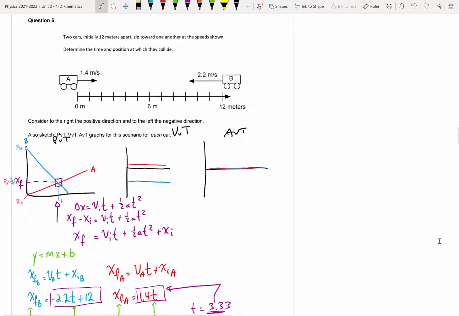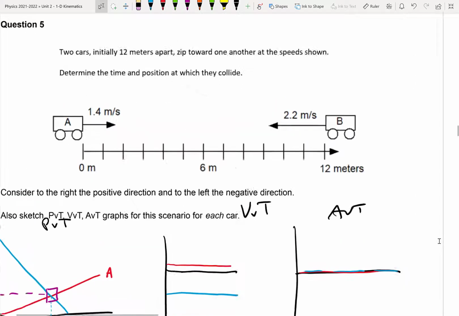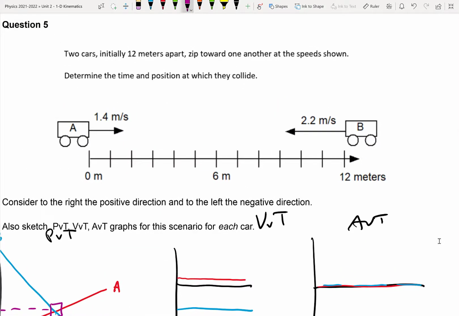Okay, the other thing you can do is check this out. Say we know they're going to hit somewhere over here, right? So let's say they collide here. That means the distance A travels is going to be this right here. And then let's make a different color. So then B would travel this distance. If that's where they collide, then the distance A travels plus the distance B travels will have to be what? Added together. Right, 12 meters.